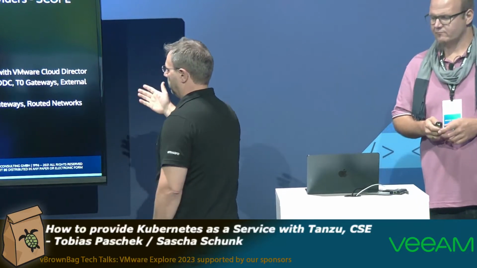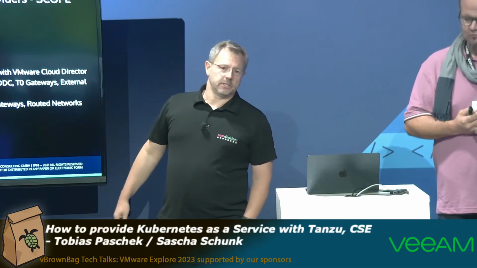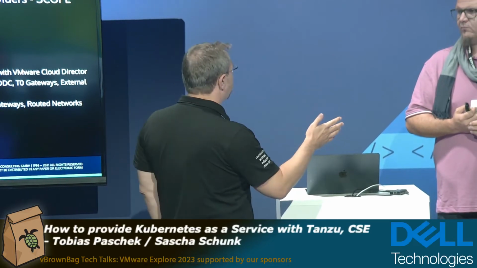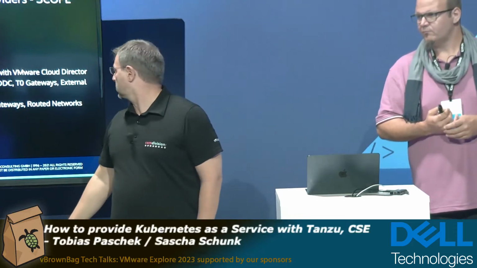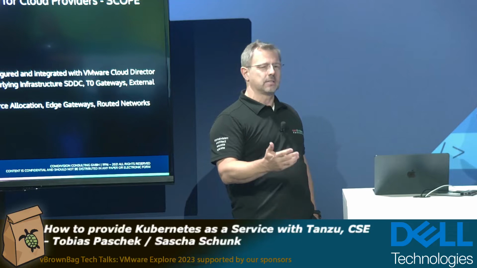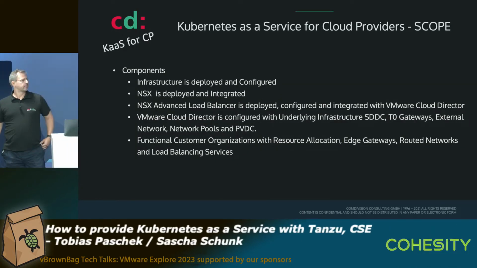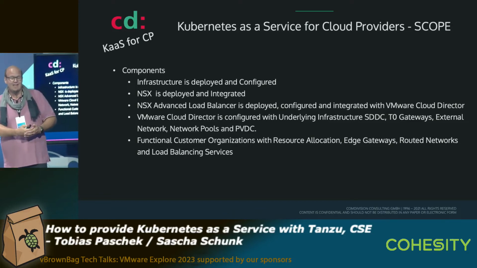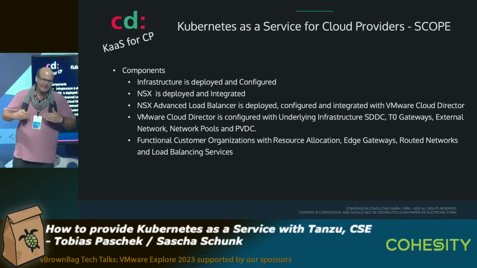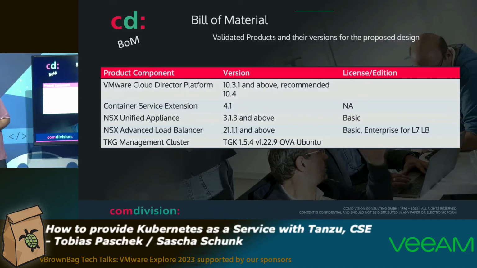So what else do we have? The customer organization's resource allocation models. Think about that, because many things can go wrong with that stuff. Edge gateways, routed networks, load balancers. As you can see, it is really a broad scope, what we need to leverage, what we need to figure out, and how we can utilize this. So it is not really an easy way, but we can solve it and you can provide it.